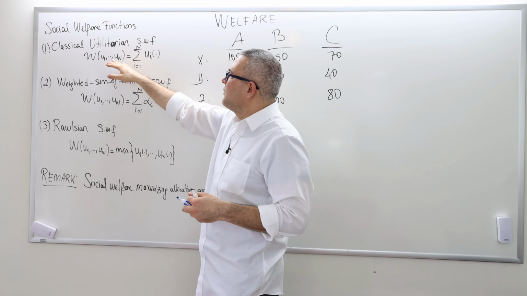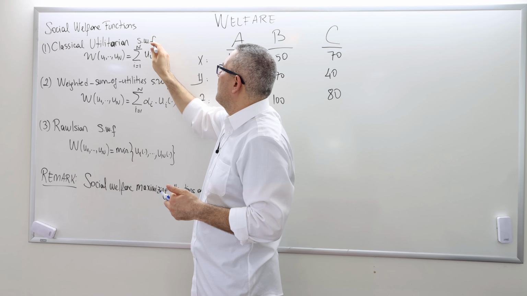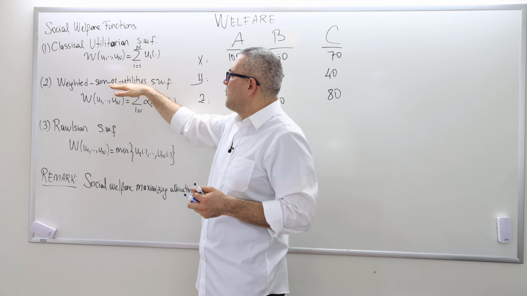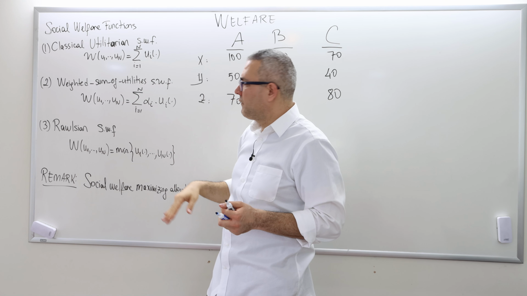So the classical utilitarian social welfare function. Whenever you see SWF, it means social welfare function. The second one is the weighted sum of utilities social welfare function, and the third one is the Rawlsian social welfare function.